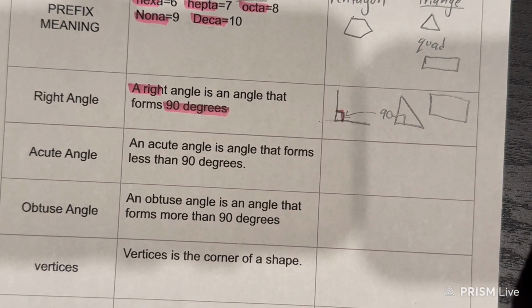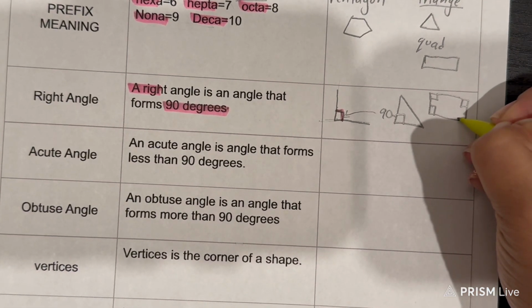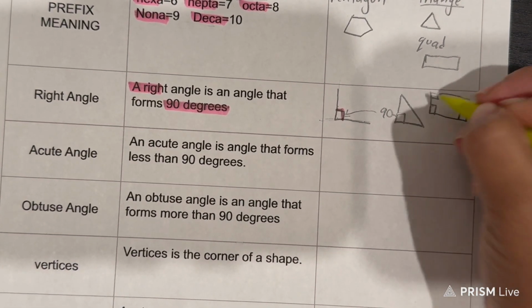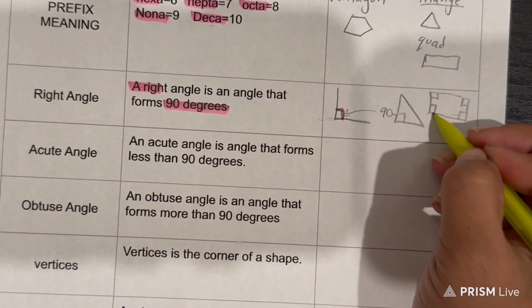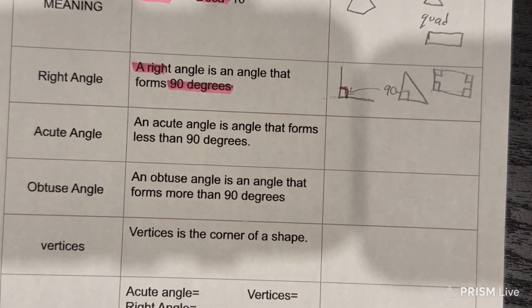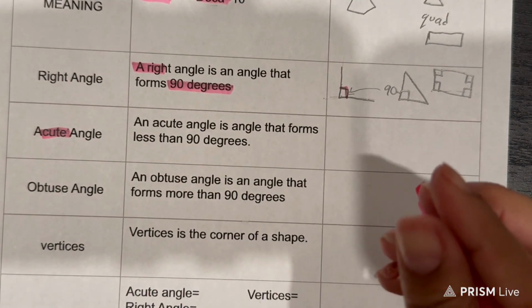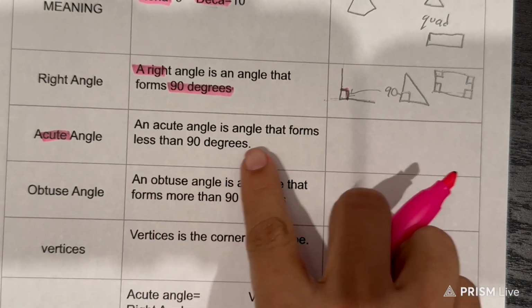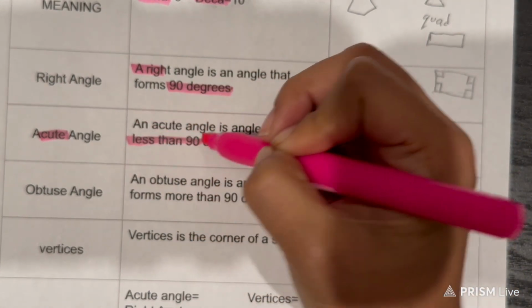And how many right angles would it have? 1, 2, 3, 4. These are all straight up and they go to the side. 90 degrees. 1, 2, 3, 4 right angles. An acute angle just sounds like what it is. Think of cute. Something that's cute is really small. So an acute angle is an angle that forms less than 90 degrees.